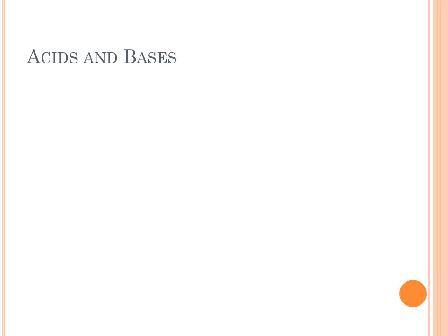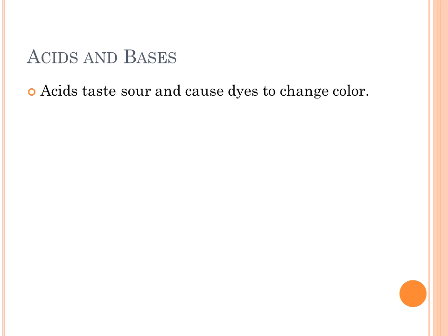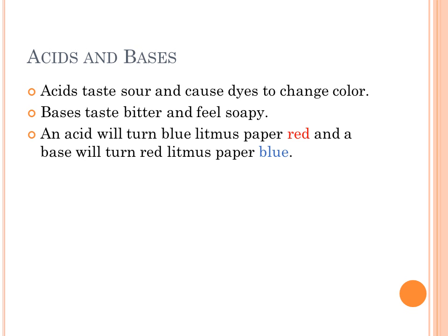Let's talk about some properties of acids and bases. Acids tend to taste sour and they'll cause dyes to change color. Bases tend to taste bitter and they tend to feel soapy to the touch in many cases. As far as litmus paper goes, the blue litmus paper will turn red if exposed to an acid, and a base will turn the red litmus paper blue.